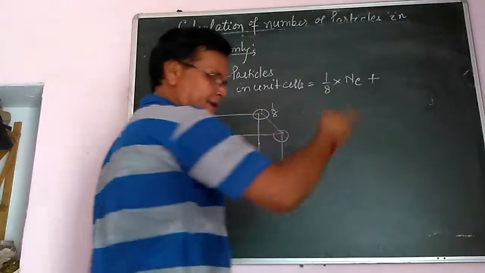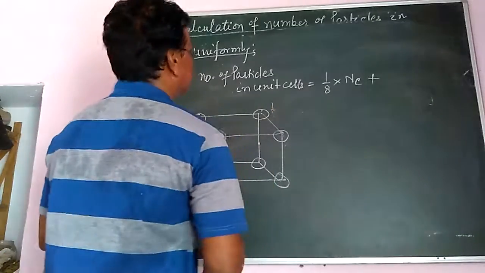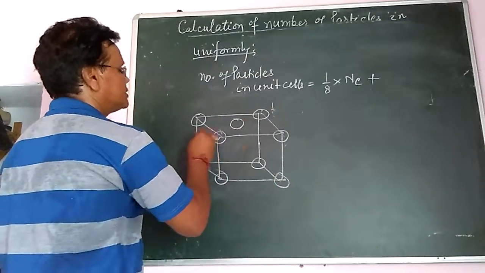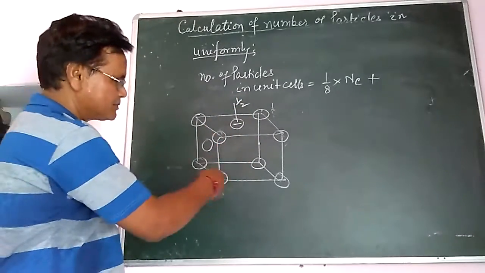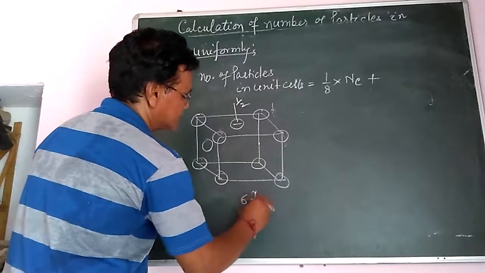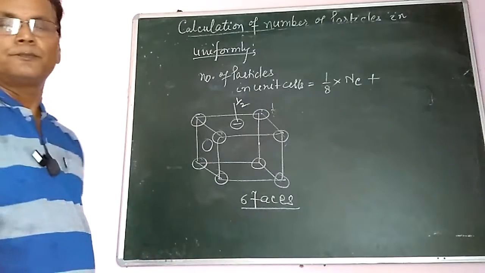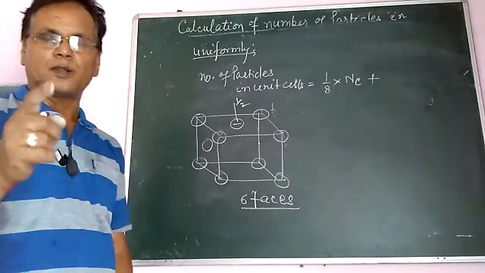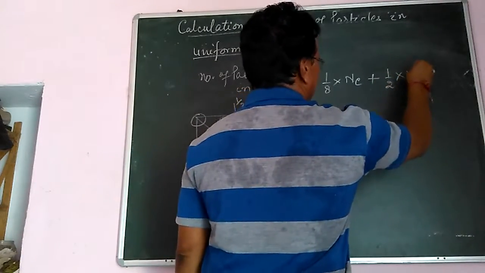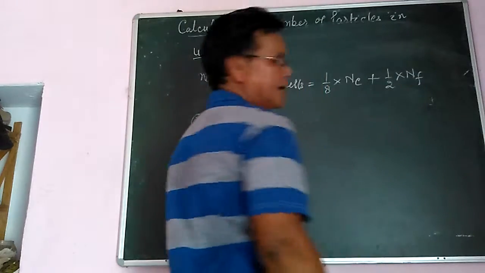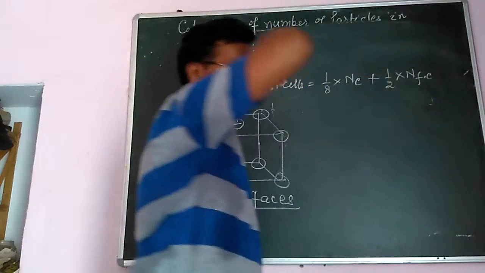Next, particles lying at the center of the faces. See here, this face: its contribution is 1/2, and there are 6 faces. So there would be 6 particles, but the contribution of 1 particle is half. So 1/2 into the number of particles at the face centers, FC.